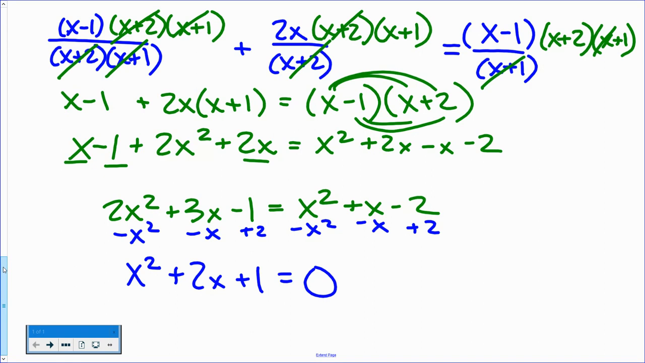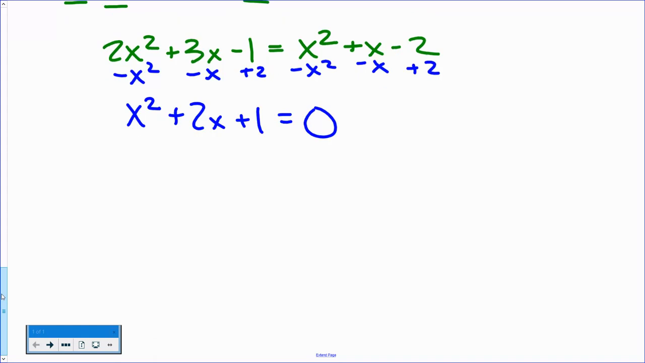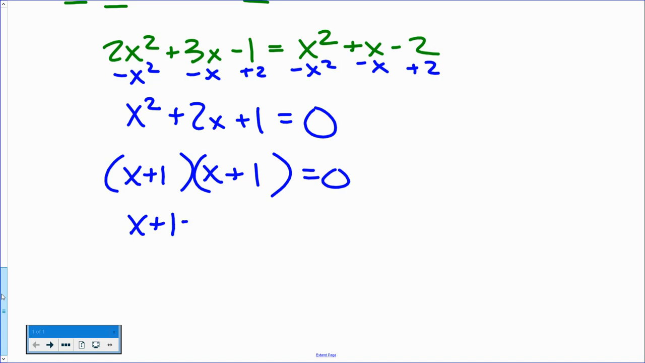From here, I'm either factoring or using the quadratic formula. There is one problem. If I recall, you will have to use the quadratic formula for your homework. Okay, but this one is factorable. So x plus 1 times x plus 1 would multiply to x squared plus 2x plus 1. So x plus 1 equals 0. There'd only be one solution here since your factors are the same.